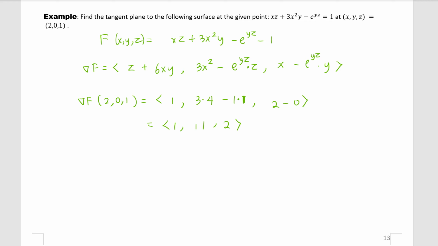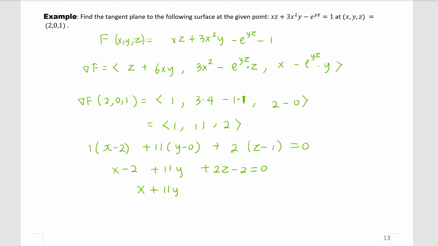And what is the point? (2, 0, 1). So 1(x minus 2), 11(y minus 0), 2(z minus 1) equals 0. x minus 2, 11y, 2z minus 2. So we have x, 11y, 2z, and minus 2, minus 2 is minus 4. Move to the other side, it becomes 4. So this is our tangent plane. So far, so good, everybody?